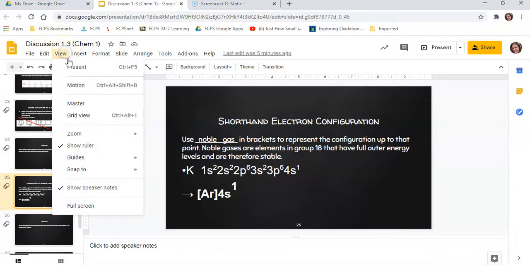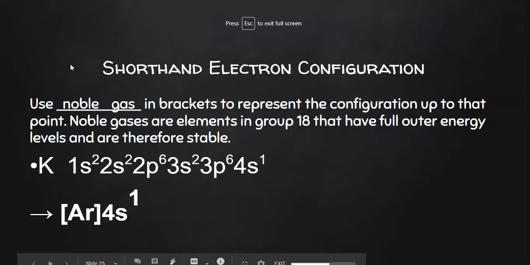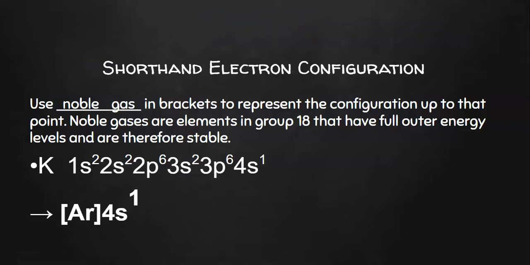Okay? So the last couple things I want to talk about are shorthand configuration. Some of these electron configurations get kind of obnoxiously long, right? So we have a shorter way of writing them. We can use the noble gas that came right before that element to represent the configuration up to that point. Noble gases are the elements in group 18, and since they're at the end of the row, they have full outer energy levels. So noble gases are really stable, and that's what we're going to do. You can't put anything else in brackets, only noble gases, so only group 18.